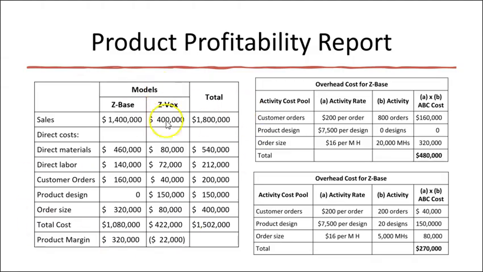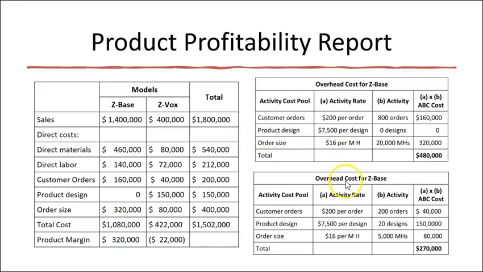Where does this total product profitability report come from? Well, the report reveals that we have direct material and labor cost, and then we have customer order cost that we got from the individual ABC calculation, order size that we got from the individual calculation, and now we can total up all the cost. This cost minus our sales means that this product yields $320,000. Doing the same for the other product.